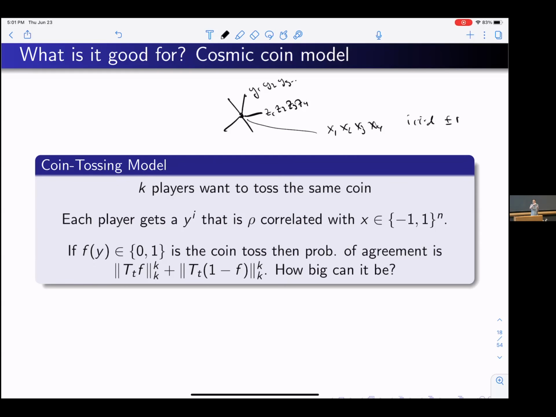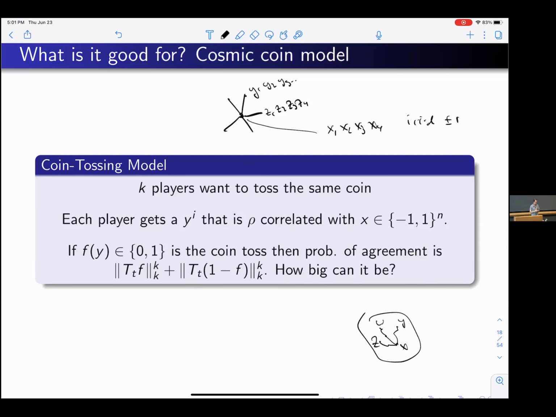The relationship between x and y is exactly this: I started from x, took a random walk on my cube, and got y. I started from x another time, took a random walk on my cube, and got z. I started from x, took another random walk, and got w. So there's a little bit of noise. We are not all receiving exactly the same sequence. Still, we all want to toss the same coin.